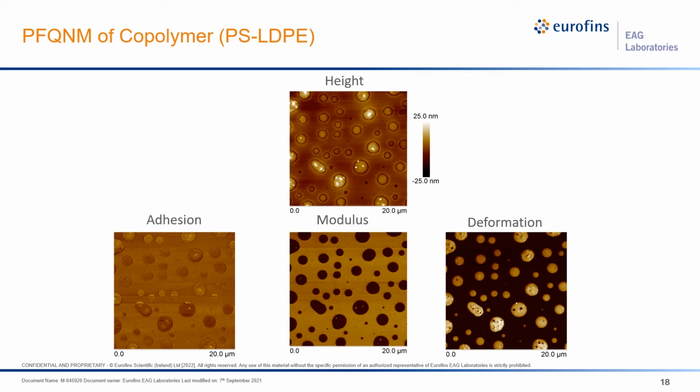I think it's interesting that the QNM can detect polystyrene domains within the low-density polyethylene, like right there, which emphasizes how high lateral resolution material property mapping can be informative. In practice, QNM is not great for absolute quantification, though.